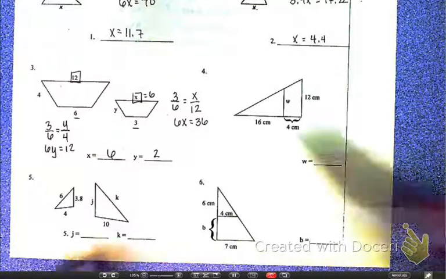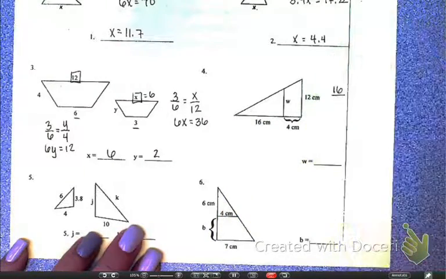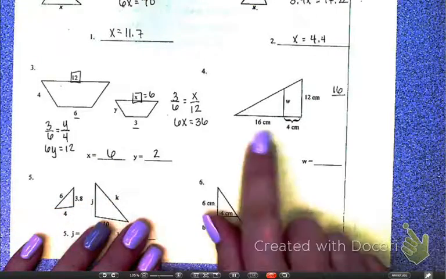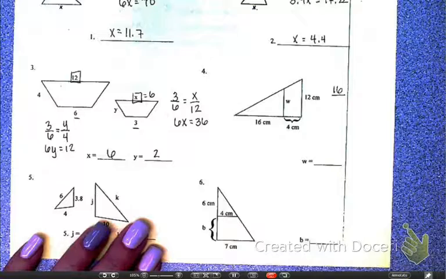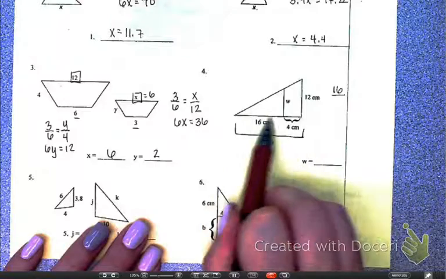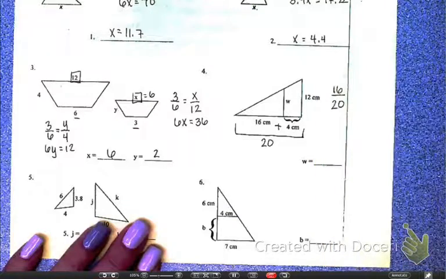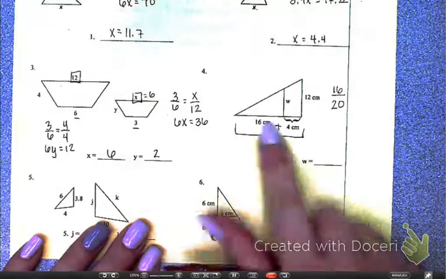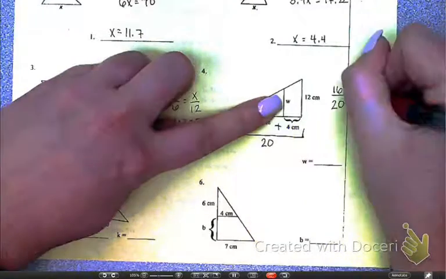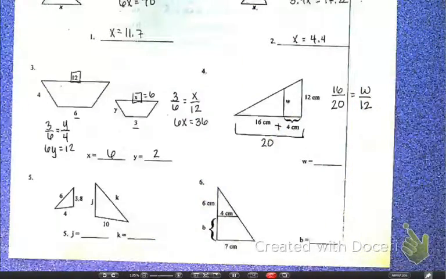Okay, so let's compare the small triangle to the big triangle. Let's look at this side length here. This side length of the small triangle is 16. Agreed? What's the side length of the big triangle? 20. 16 plus 4 is 20, so this whole distance is 20. Okay, so 16 over 20, the small triangle compared to the big triangle. So 16 over 20 equals W over 12. Everyone see where that's coming from?